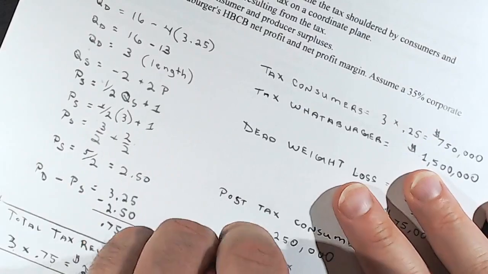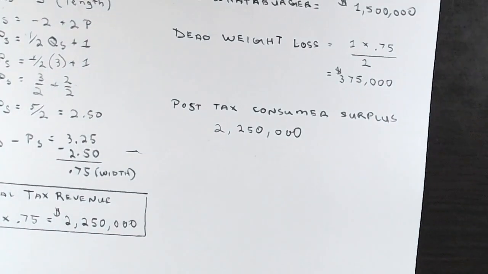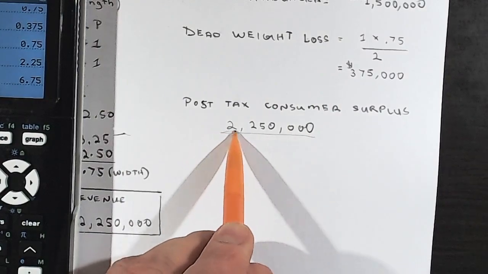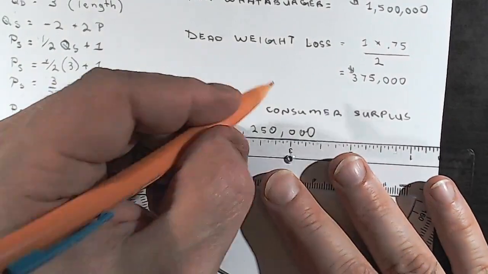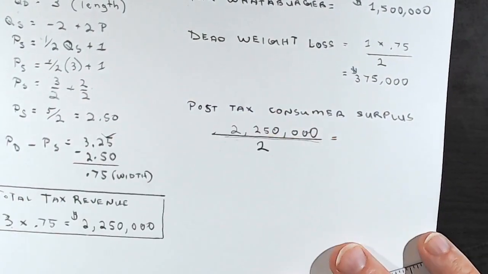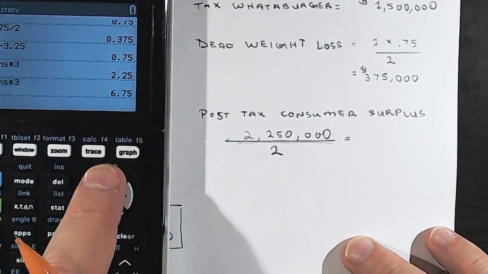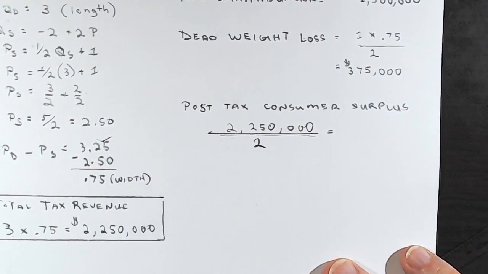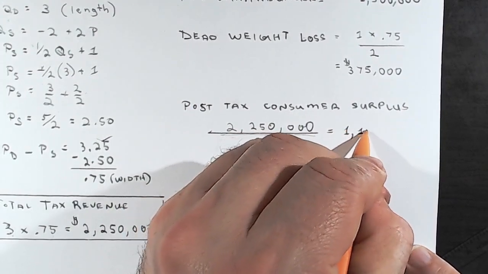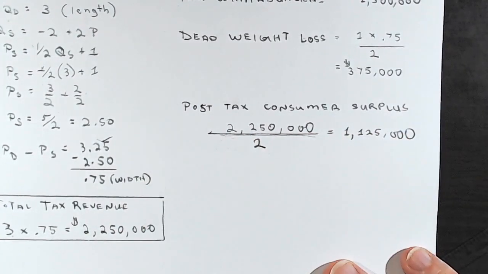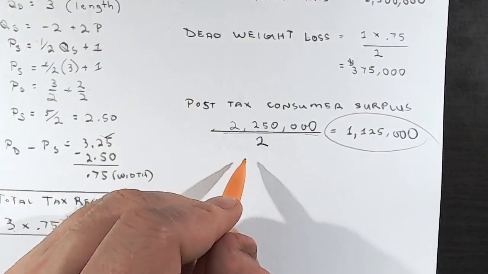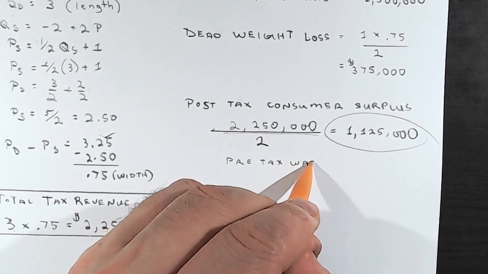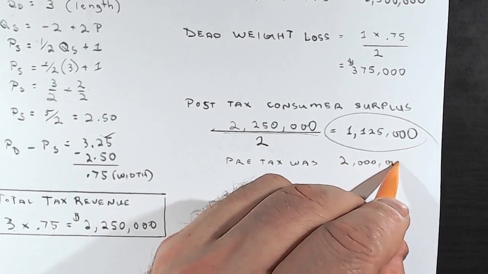Oops, I think I forgot to divide by 2. Okay, oops. So let me go back here. I need to divide this by 2, and then I'll be done. Okay. So now we'll take that 2,250,000 divide by 2, and we get a total post-tax consumer surplus of $1,125,000. Okay, so this is the post-tax consumer surplus. The pre-tax consumer surplus was $2 million. Okay.